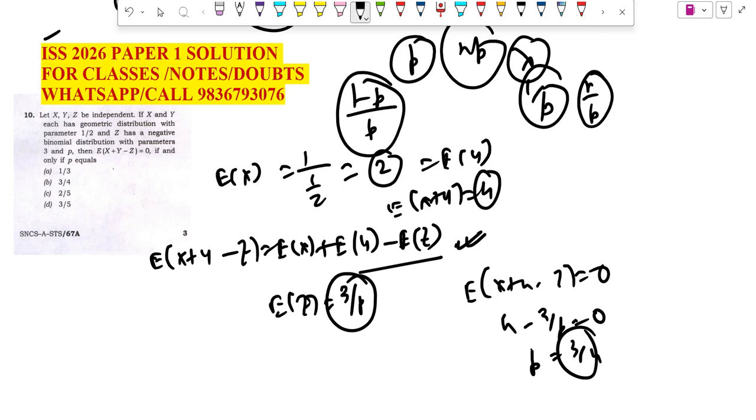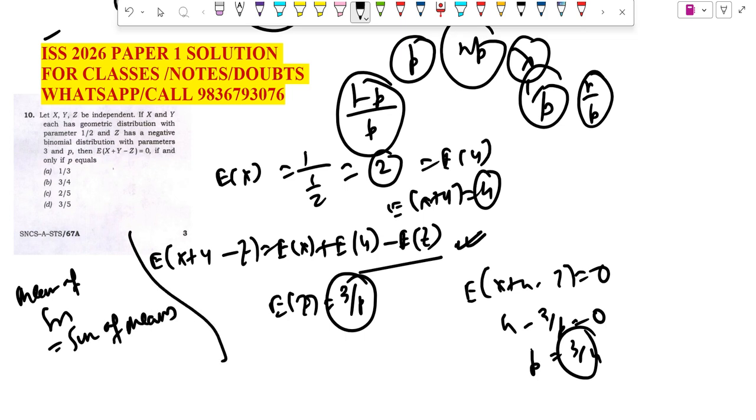Expectation of x plus y is equal to ex plus ey. So we can say that mean of sum equal to sum of means. Okay, so p equal to 3/4 is the answer.